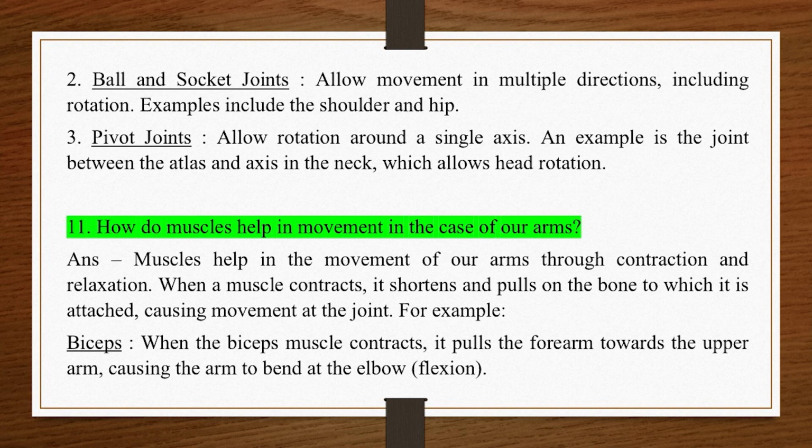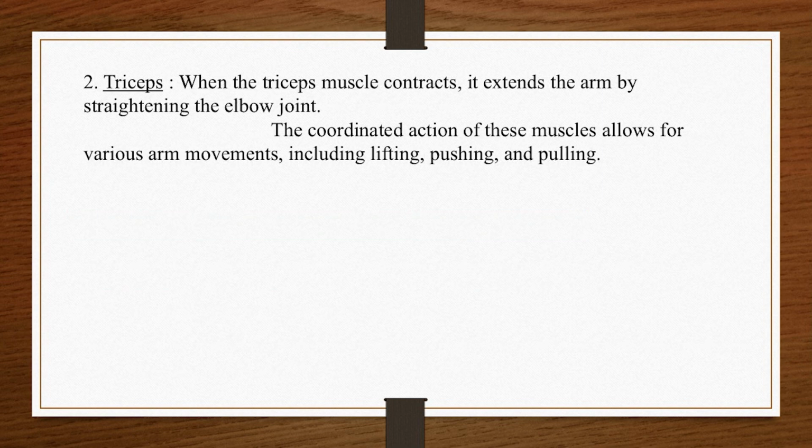11. How do muscles help in movement in the case of our arms? Answer: Muscles help in the movement of our arms through contraction and relaxation. When a muscle contracts, it shortens and pulls on the bone to which it is attached, causing movement at the joint. For example, biceps. When the biceps muscle contracts, it pulls the forearm towards the upper arm, causing the arm to bend at the elbow, flexion. 2. Triceps. When the triceps muscle contracts, it extends the arm by straightening the elbow joint. The coordinated action of these muscles allows for various arm movements, including lifting, pushing, and pulling.